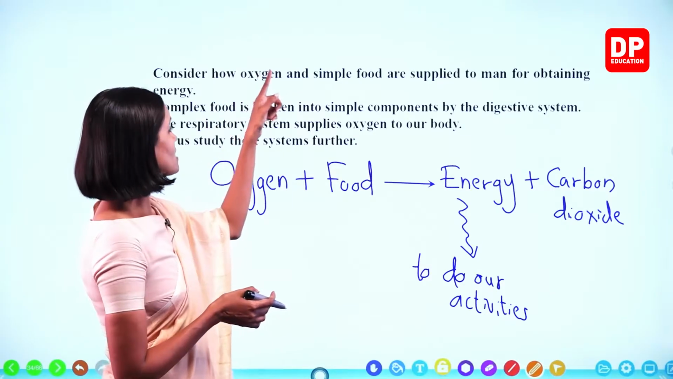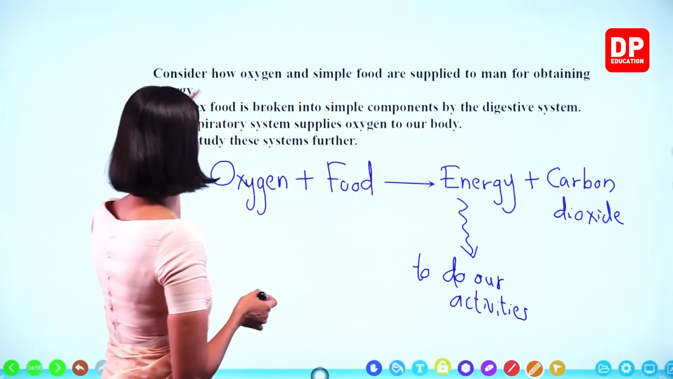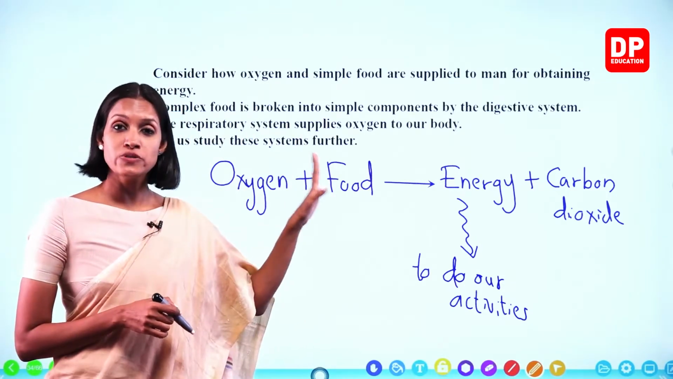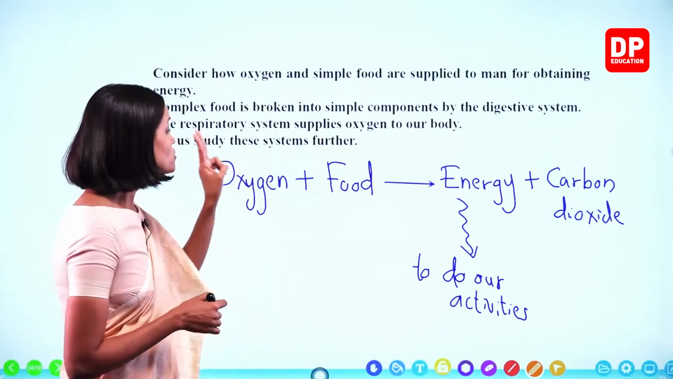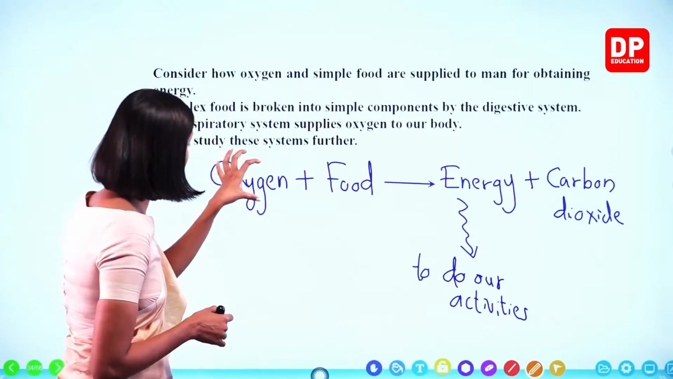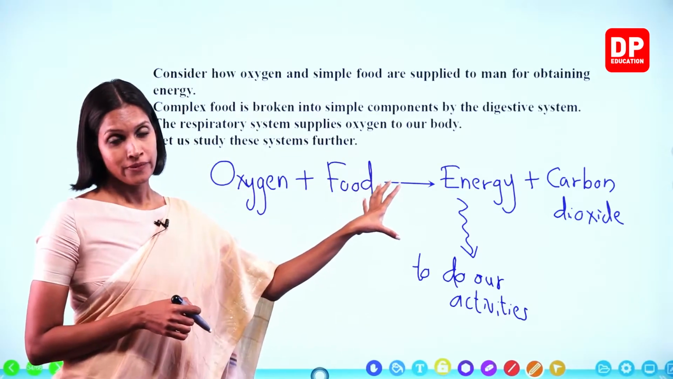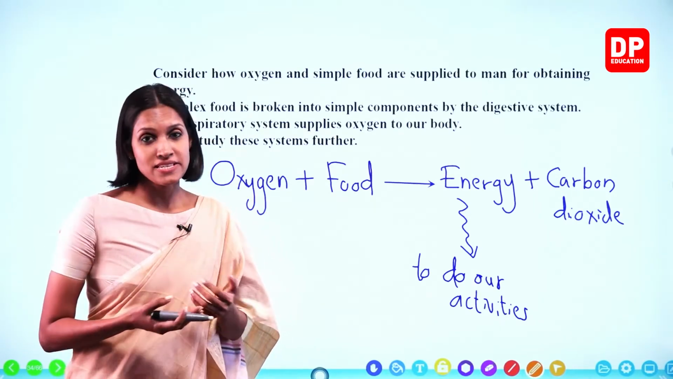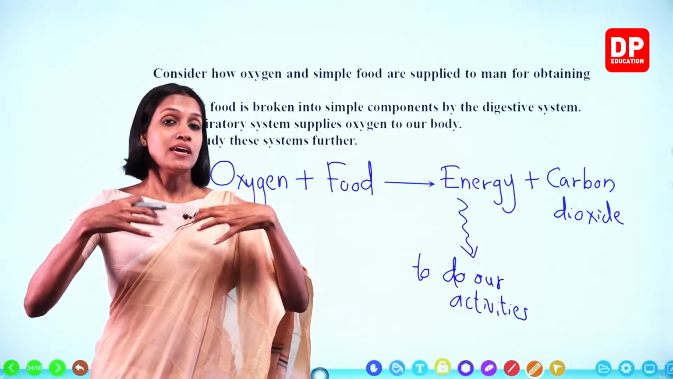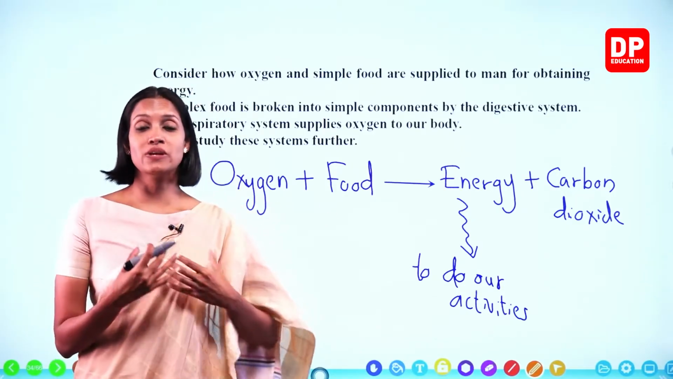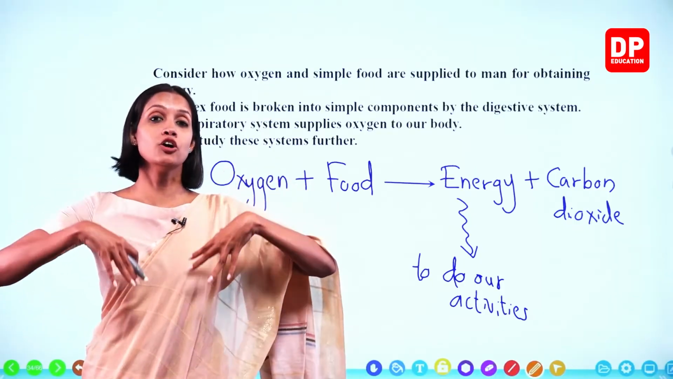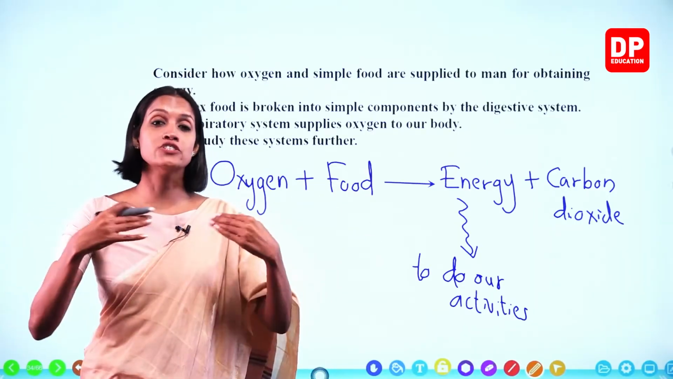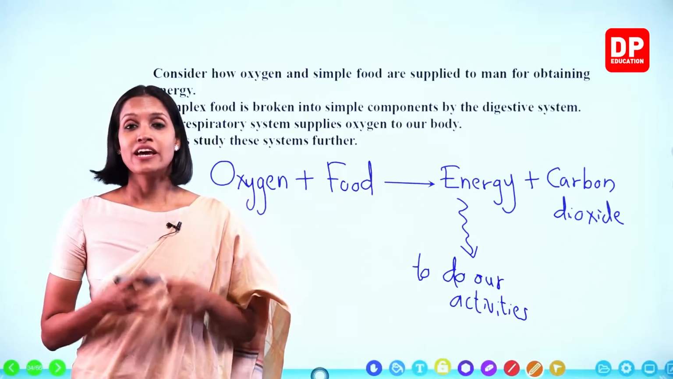So consider how oxygen and simple food are supplied to man for obtaining energy. Which means in order to produce energy, our body has to have two main substances. What are they? The oxygen gas and food. This oxygen is supplied by the respiratory system. Right? When we inhale, now we are going to learn about the parts of the respiratory system. We have the lungs. When we inhale, oxygen goes into the lungs, and from there, oxygen is given to blood. Blood can take oxygen throughout your body. Right? That's how we get oxygen.